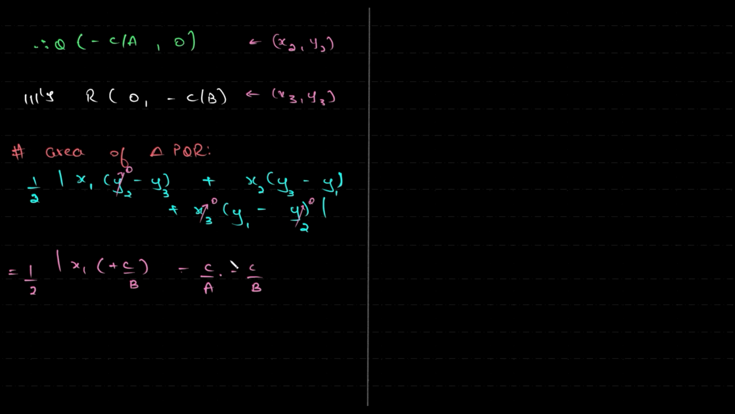Oh, sorry, this is inside the brackets, minus of y1. My bad, I missed that. Okay, a bit of confusion. Yeah, now it's correct. Can you pause and have a look?